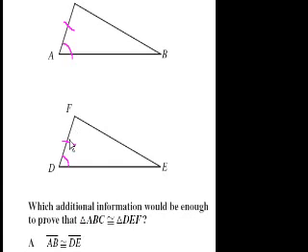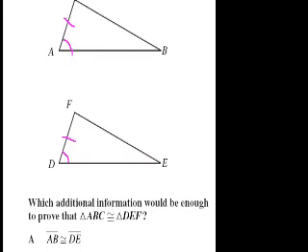So they just gave us one side and one angle. If they gave us another side, if they said that DE is congruent to AB, that'd be pretty cool. If they gave us this angle, if they said angle F is congruent to angle C, that'd be good. Let's see what they give us. AB is congruent to DE. Yeah, sure. If AB is congruent to DE, then we definitely have congruent triangles.